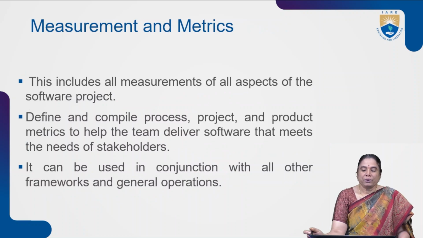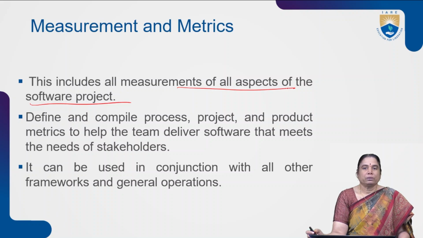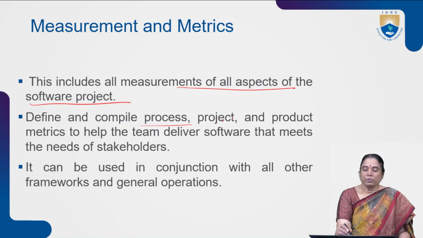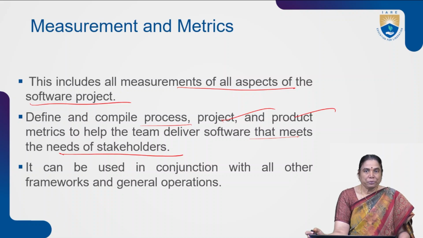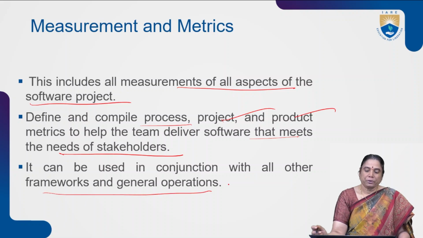The next umbrella activity is measurement and metrics. This includes all measurements of all aspects of the software project. For the roles that are involved in the software project, each role's work must be quantified with measurement and metrics. Define and compile process and product metrics to help the team deliver software that meets the needs of the stakeholders. It can be used in conjunction with all other frameworks and general operations.